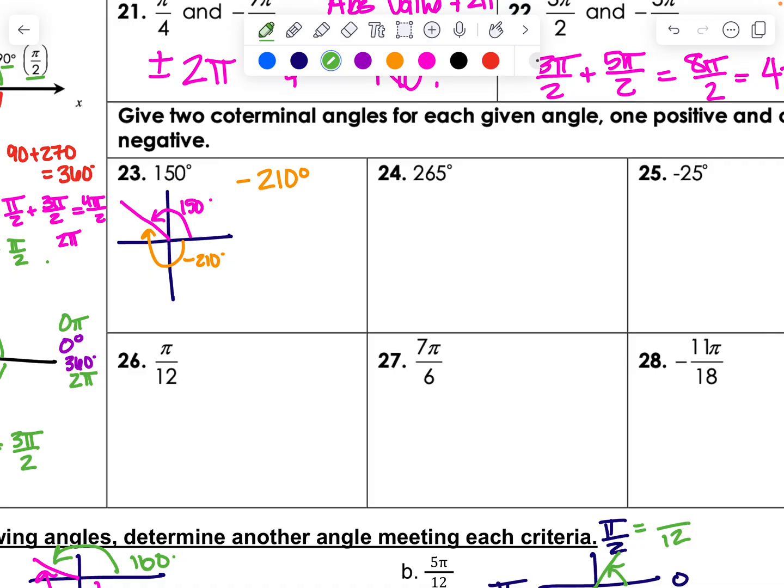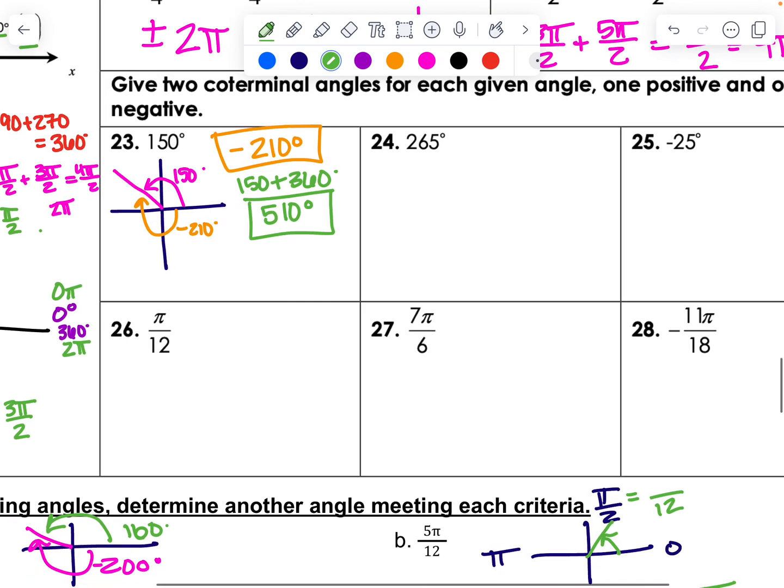Additionally, I could say, hey, I'm going to rotate around in a positive direction one more time to land at that same spot by taking 150 plus 360. So adding those together, I get 510 degrees. So my two coterminals could be negative 210 and positive 510.